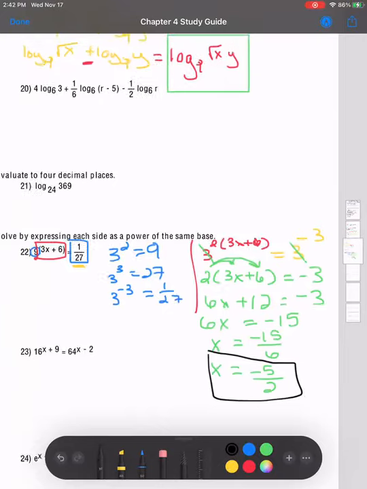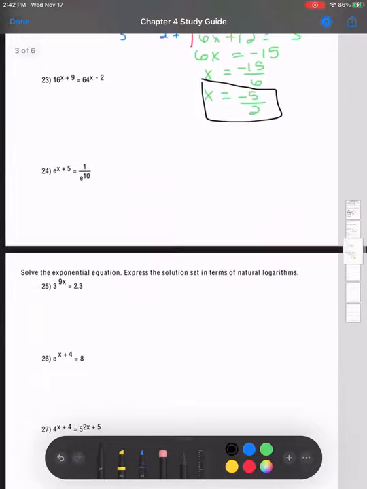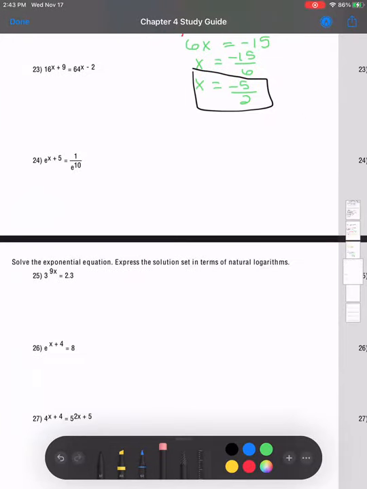So then we'll move on to number 25. So number 25 says, solve the exponential equation, express the solution set in terms of natural logarithms. So for 25, it is 3 to the power of 9x equals 2.3. So let's go ahead and write it as natural logs. And remember that a natural log is just ln. So we have ln 3 to the power of 9x equals ln 2.3.